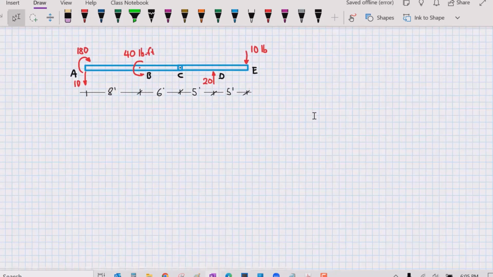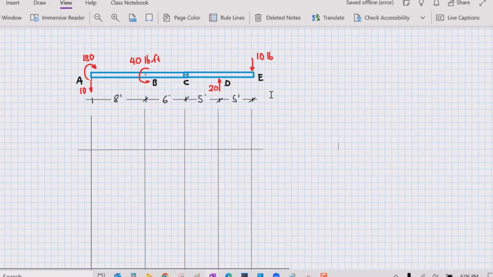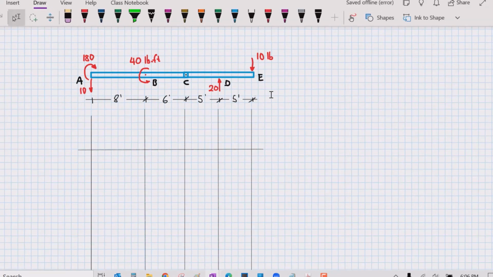Okay, so now you put your auxiliary lines for the diagrams. You put your labels. And then the shear diagram. That part is fast, that part is easy. Right? What do you do? Go down 10. Go down 10.